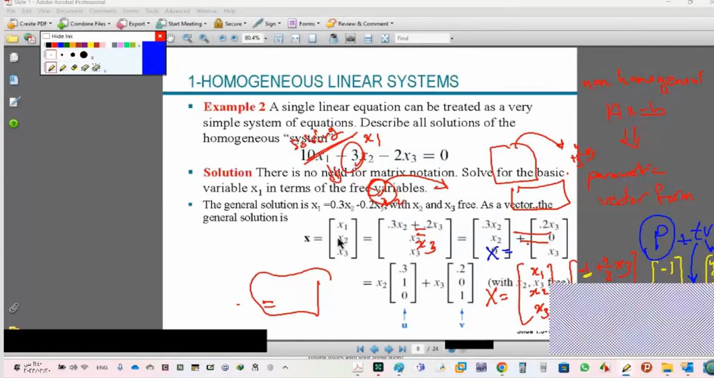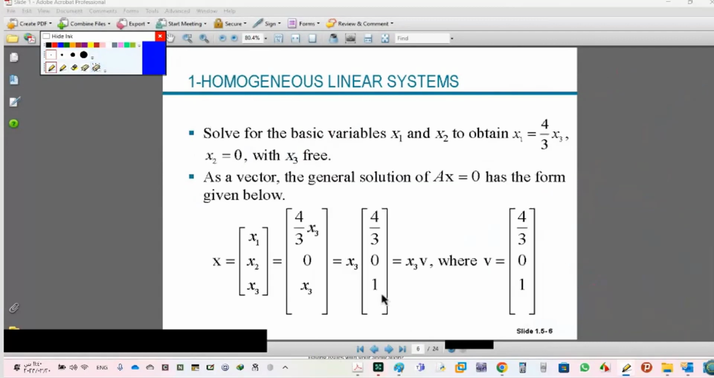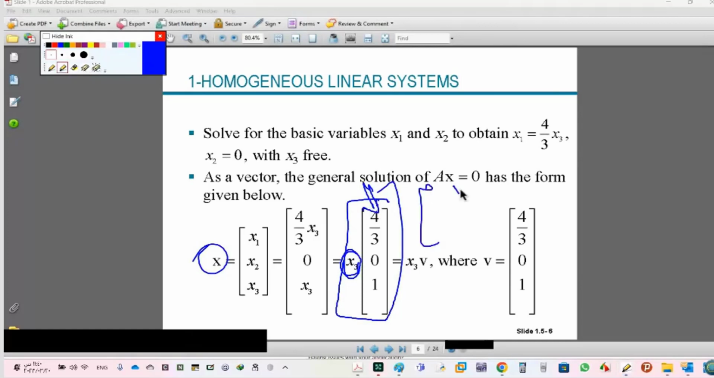Here we don't have it, just the solution, for example x1, x2, and x3, and this is the answer. So I have a free variable and I have a vector, but we don't have any numbers after that. So we can write x equals tv, where t is a free variable and this is the v.